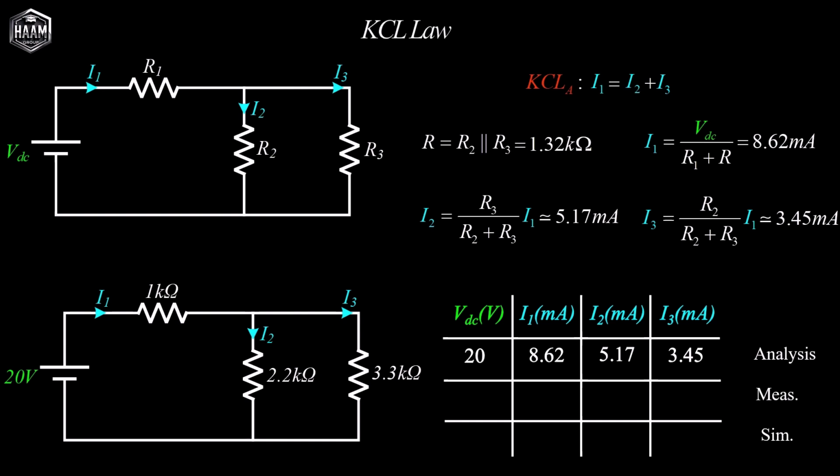To measure I1, the multimeter must be set to current measuring mode and connected in series with the 1K resistor. Since two components in series naturally carry equal currents, I1 is measured this way. After measuring I1, we should remove the multimeter from that section and return the circuit to its original configuration. Now we connect the multimeter in series with the 2.2K resistor to measure I2 and do the same for I3 as well.